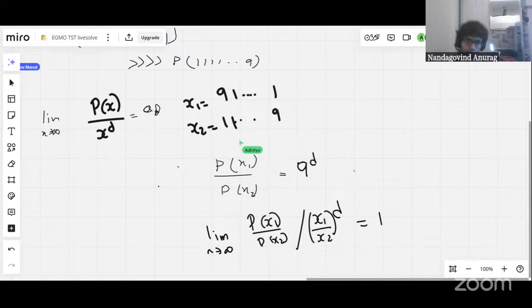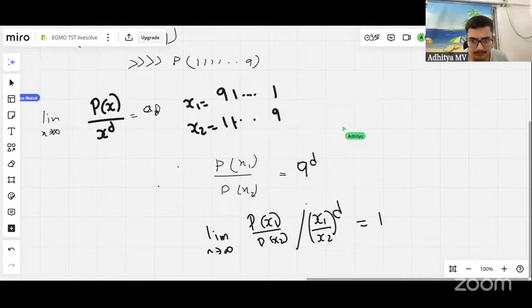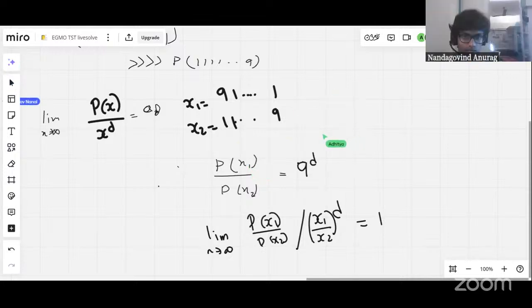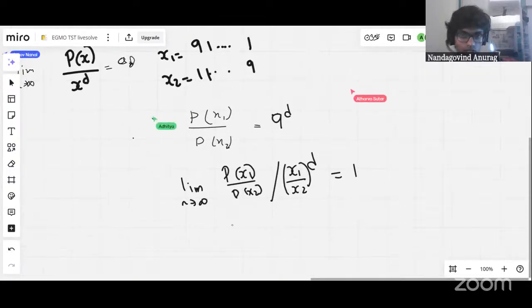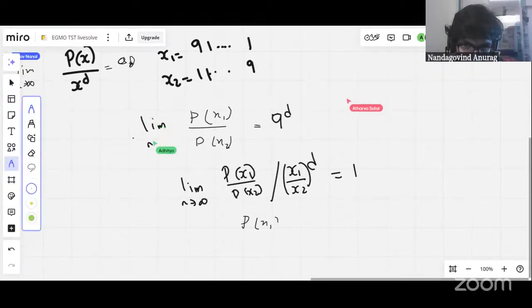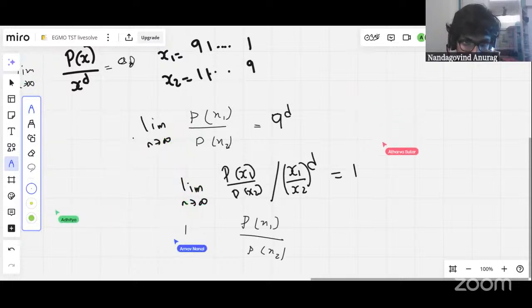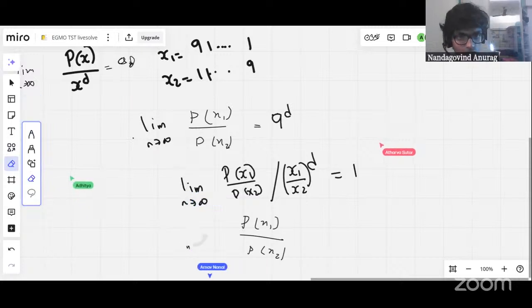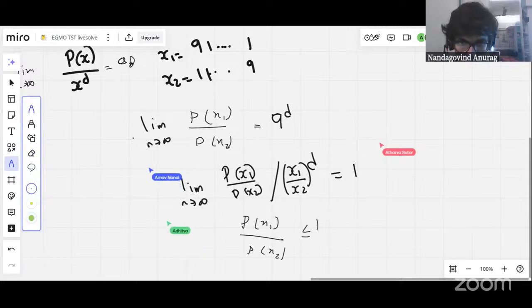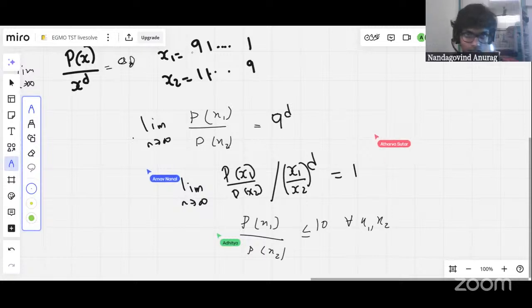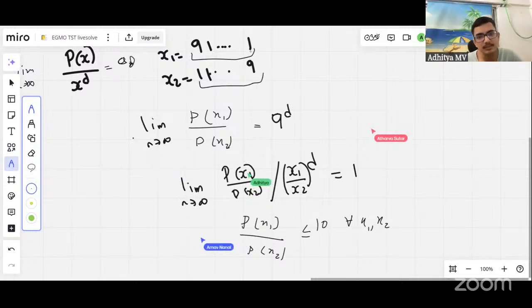Okay, so this thing is bounded by 10. So p of x1 by p of x2 is bounded by 10. The limit is always less than or equal to 10 for all x1, x2. This is assuming that x1 and x2 are numbers of this type, like a 1 followed by 9s and a 9 followed by a bunch of ones.